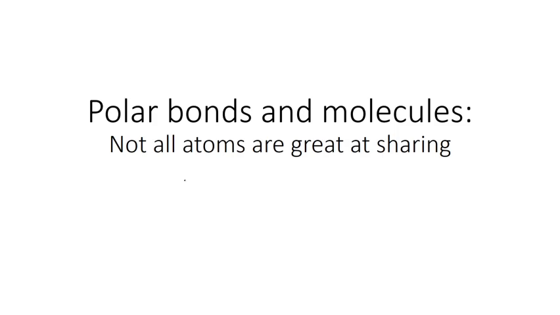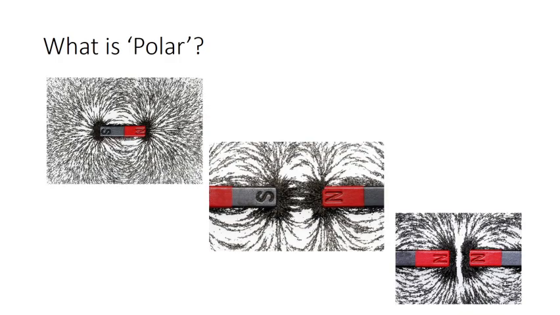But before we even get into polar bonds, what am I talking about by being polar? I think the best way to begin looking at this is looking at magnets, right? Because we're all familiar with magnets and hopefully familiar with the fact that magnets have poles. We tend to name magnets' poles north or south, though we can also think about them as positive and negative.